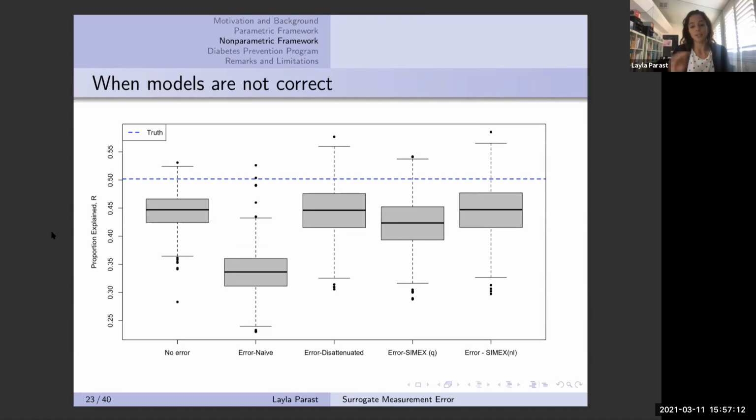These are all the same estimators I just showed you from that parametric framework, but the simulation setting is such that those models don't hold. So the proportion explained is still 0.5, but the models don't hold. So even when there's no error, you see some bias. When there's measurement error and you ignore it, you see even more bias. When you try to correct for that measurement error, you do get back up closer, but still biased. So you can correct for measurement error all you want, but it's still a problem because the parametric models don't hold.